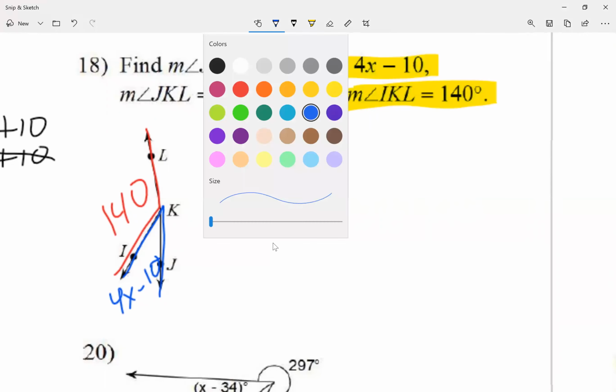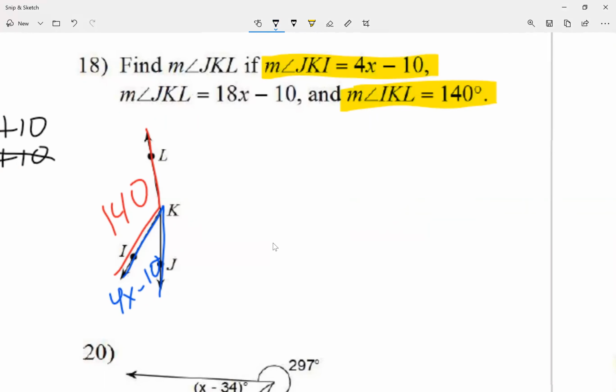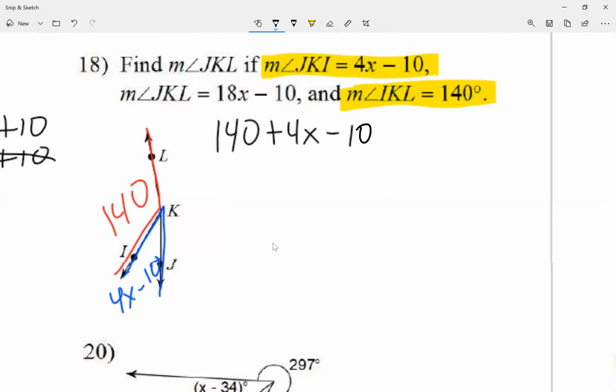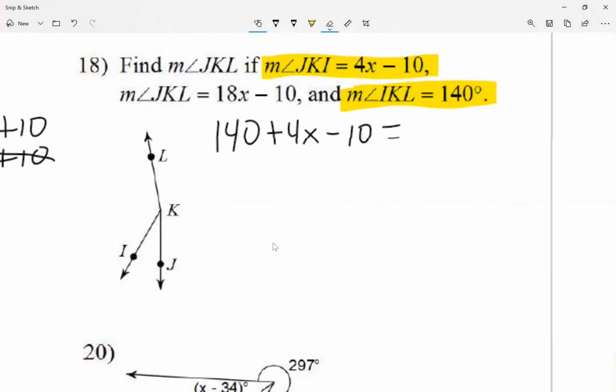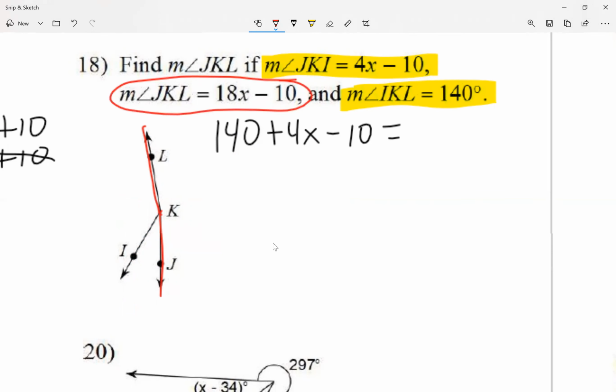So what I'm going to do, let me add those two small angles. So 140 plus 4x minus 10 equals, I added those two small angles and it has to equal the big angle, which in this case is LKJ or JKL, which I see it's right there. So this is equal to 18x minus 10. You add two small angles to equal a big angle. The rest is just algebra.